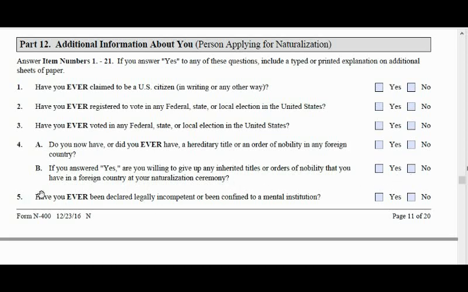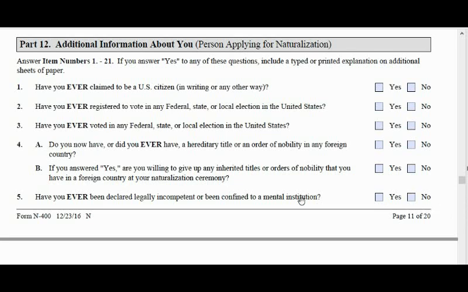Number five: have you ever been declared legally incompetent or been confined to a mental institution? If that's the case, like you've been declared legally incompetent or diagnosed by a mental institution, then you check yes. If not, you check no.